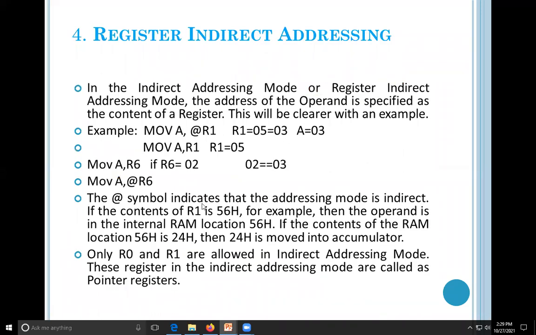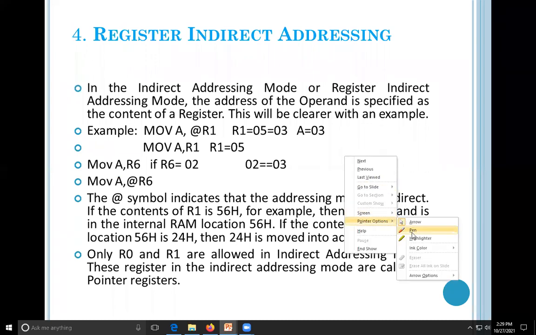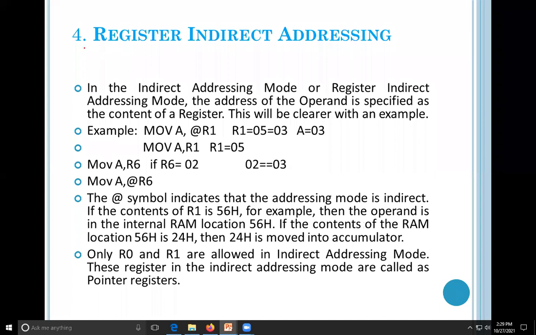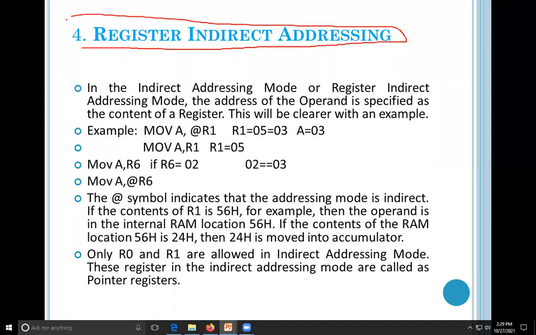Next is register indirect addressing mode. See, in register indirect addressing mode, the address of the operand is specified by the contents of the registers. We will discuss this in brief, then you can understand the meaning of this line.